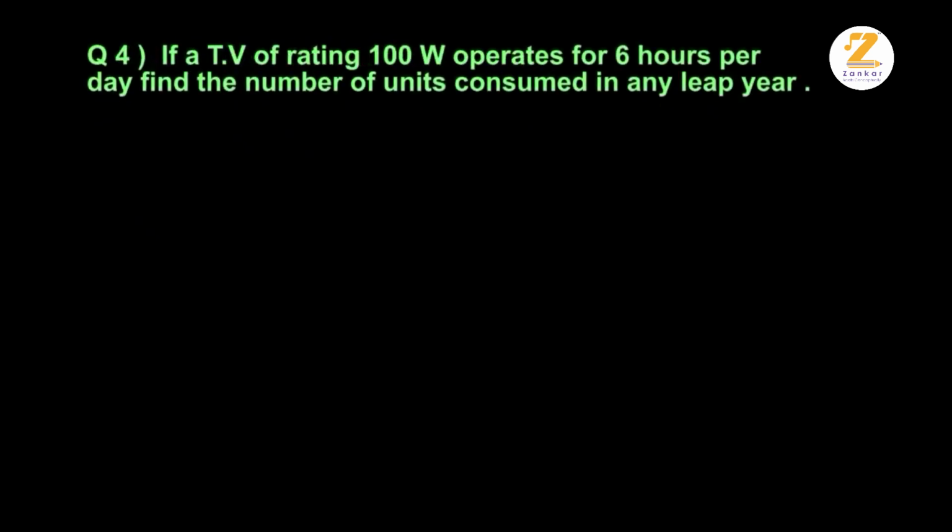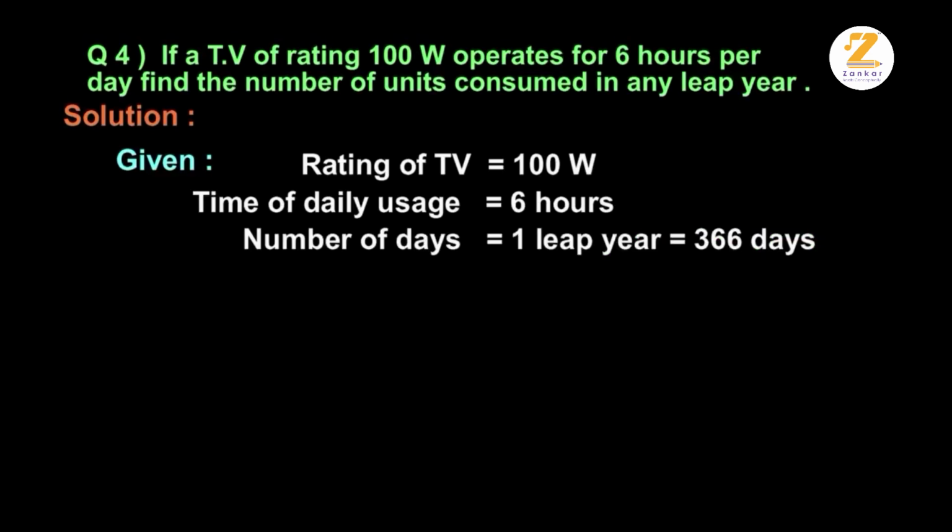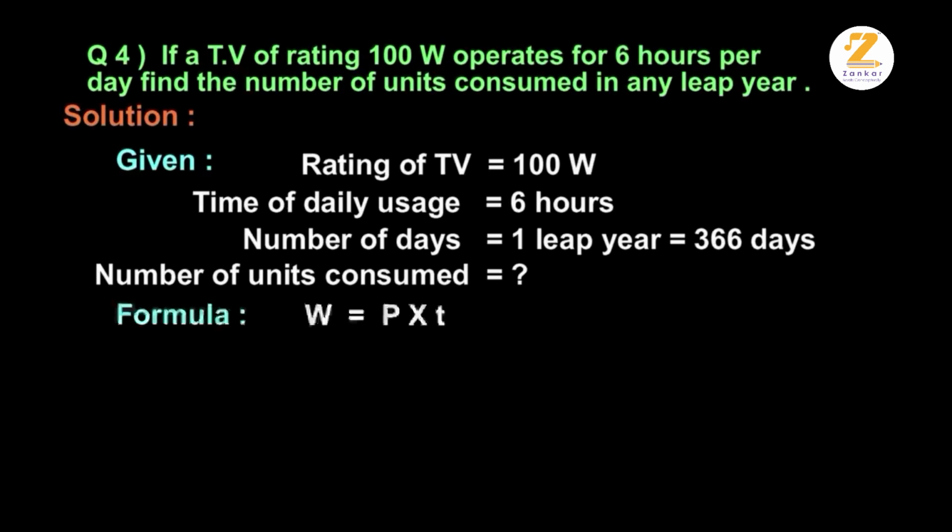Question 4. If a TV of rating 100 watts operates for 6 hours per day, find the number of units consumed in any leap year. Solution: given rating of TV 100 watts, time of daily use 6 hours, number of days is equal to 1 leap year is equal to 366 days. Number of units consumed is equal to question mark. Formula: W is equal to P into T.